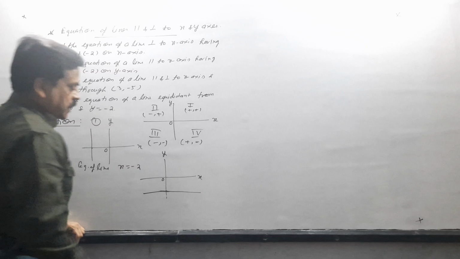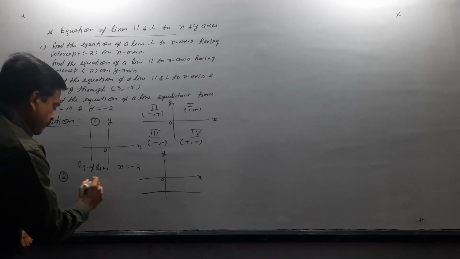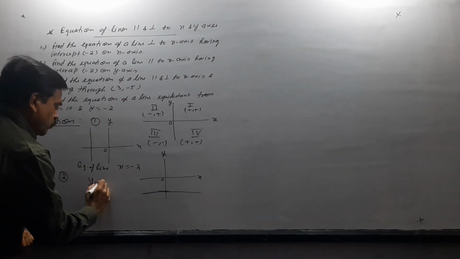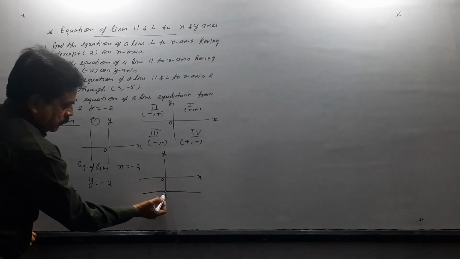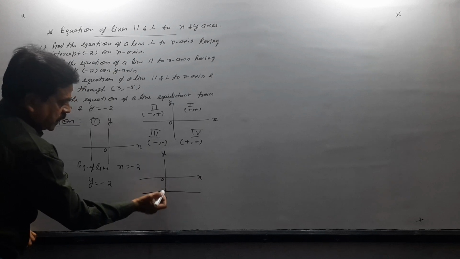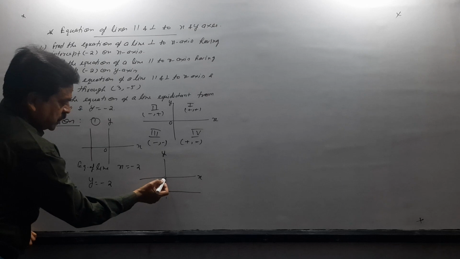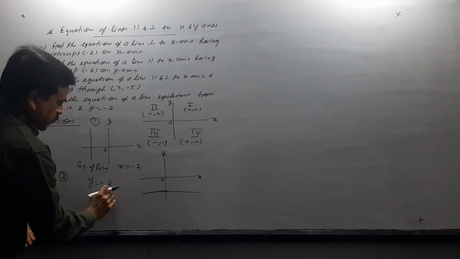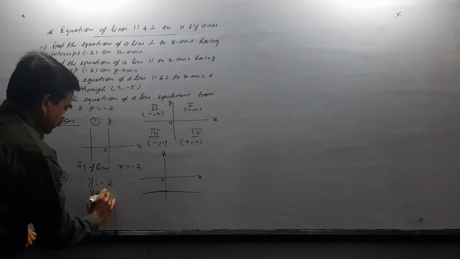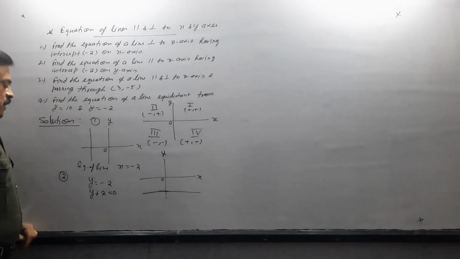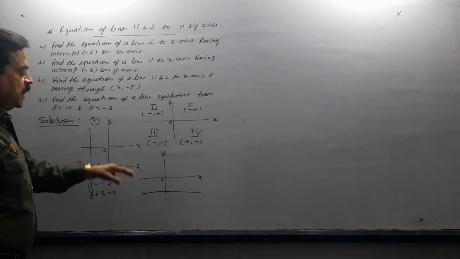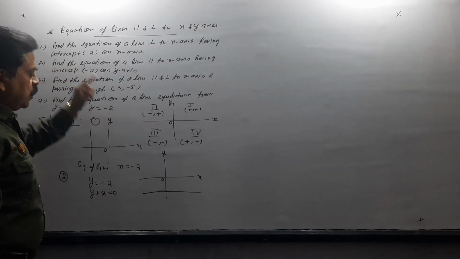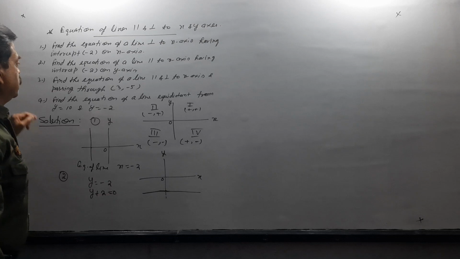This is the required line. And equation of this line is y is equal to -2, because line is intersecting y-axis below the origin at a distance of 2 units. So this distance is -2, y equals to -2, or we can write it as y plus 2 equals to 0. This is a line parallel to x-axis making intercept of 2 units below the origin on y-axis.